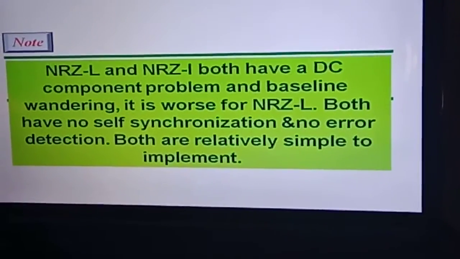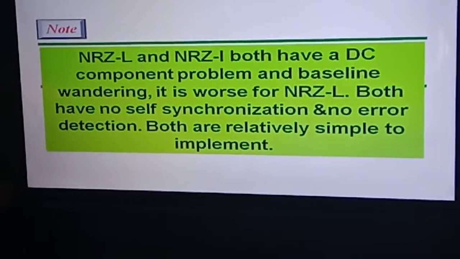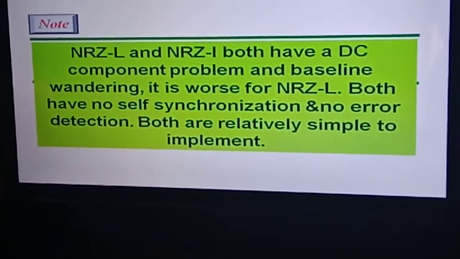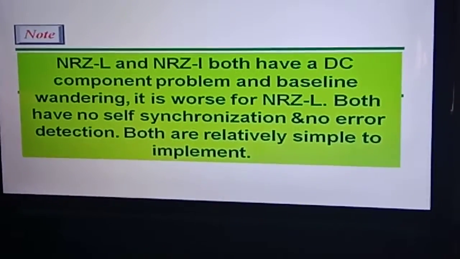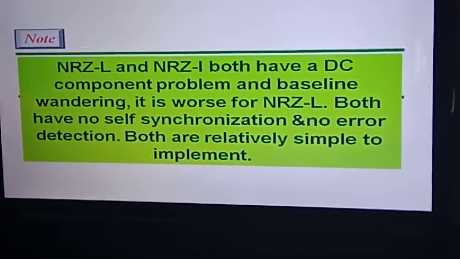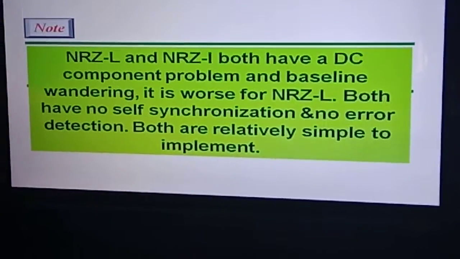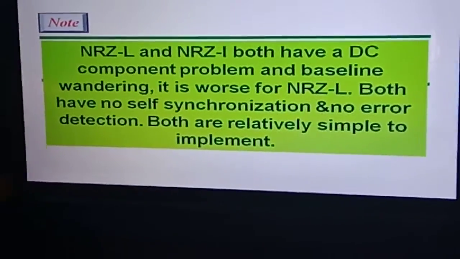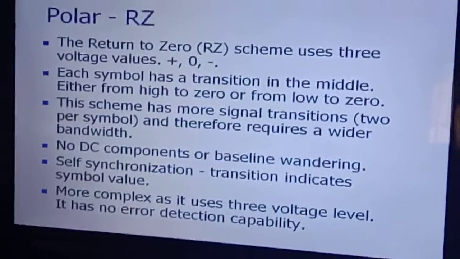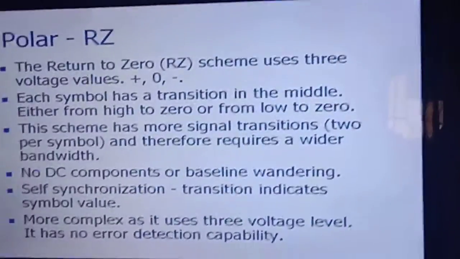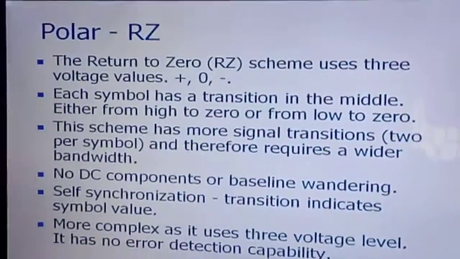So as a disadvantage, both have no self-synchronization and no error detection in these two polar line coding methods. For that reason, we do not use these methods for better signal representation in data transfer. Both are relatively simple to implement but have disadvantages in processing. So we are migrating from non-return to zero methods to return to zero methods, that is, polar return to zero.